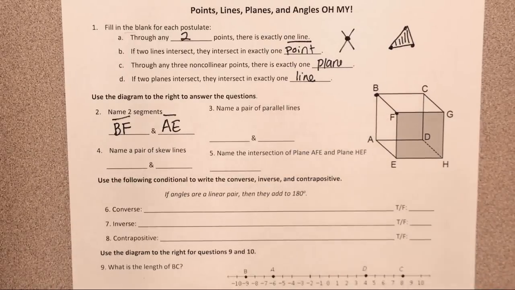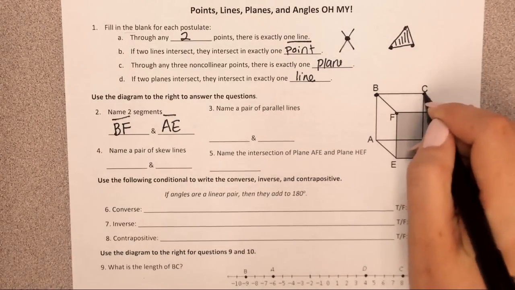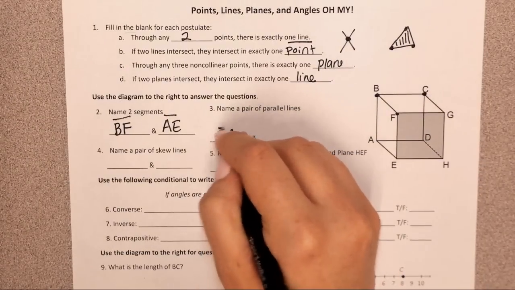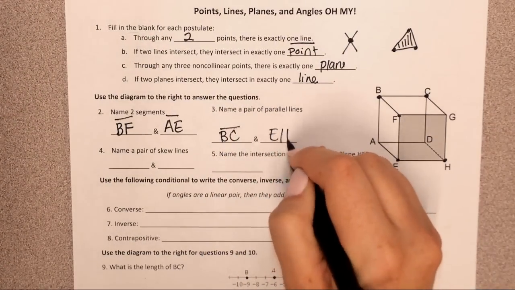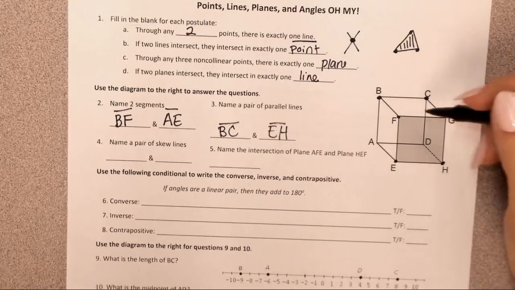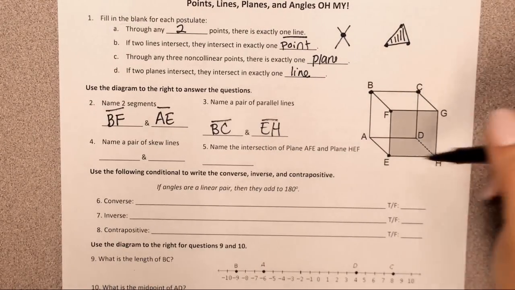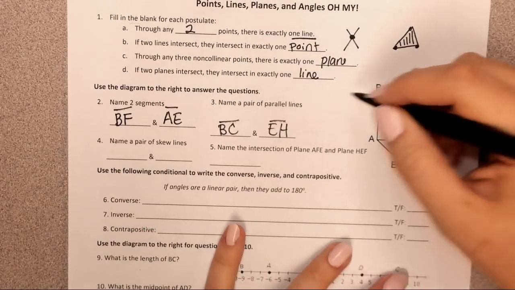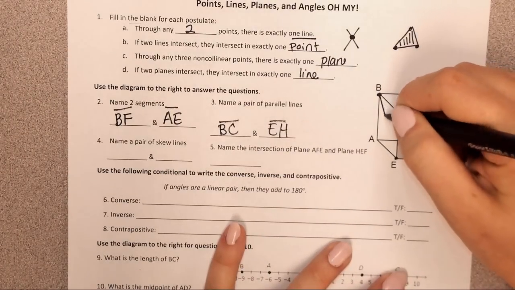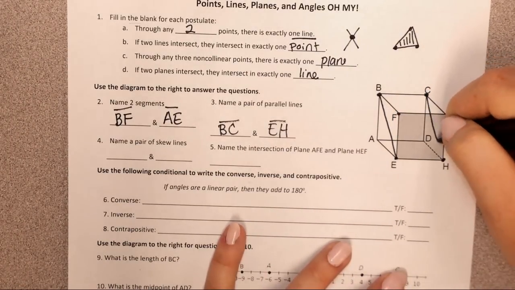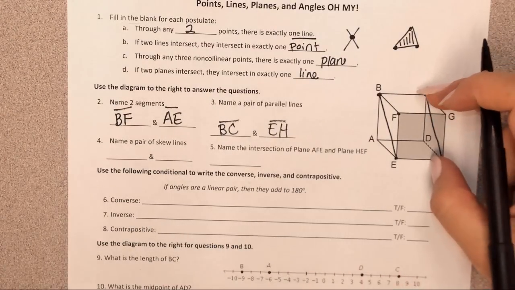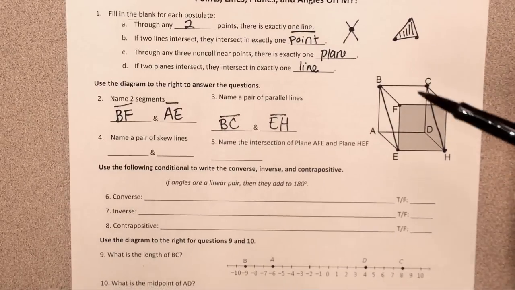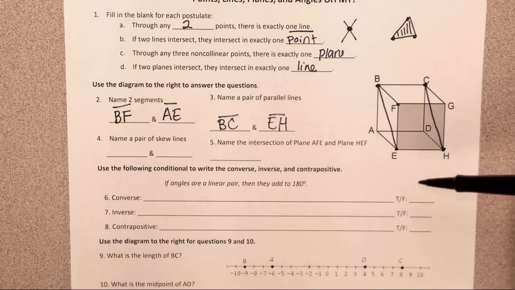Okay. I'm going to show you a trickier one just to kind of challenge your brain a little bit. So I'm going to say BC and EH. Now I know in this picture it looks like BC is back here and EH is up here, but a plane is any flat surface. So I can connect these with a flat surface and that makes them on the same plane, which is parallel. So anytime you have lines going the same direction, that's always going to be parallel.